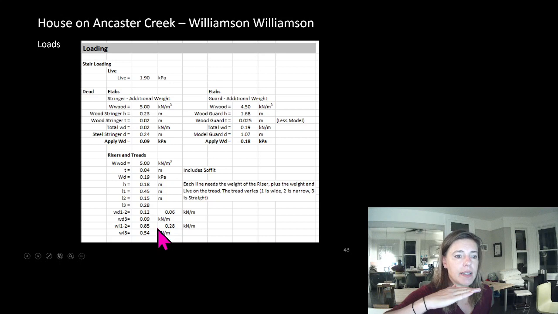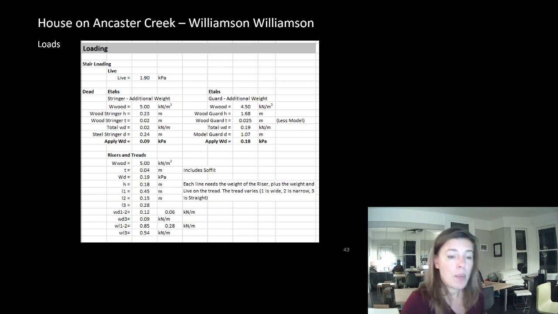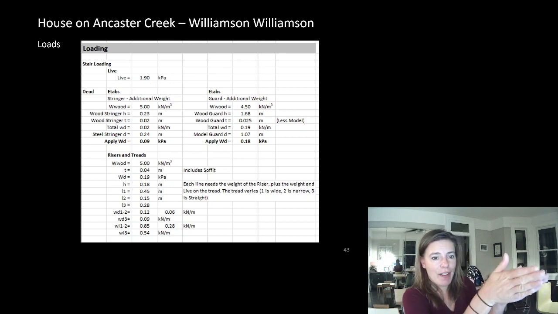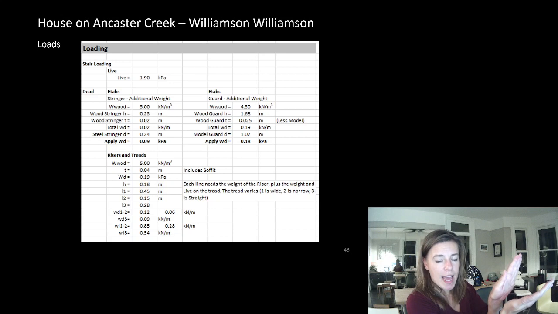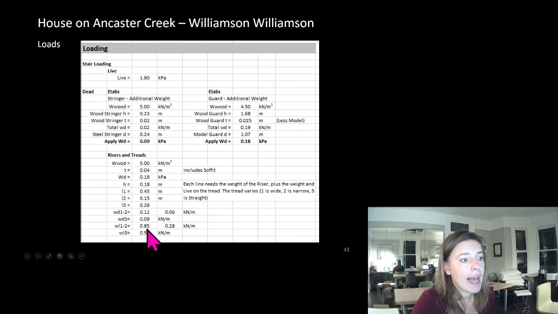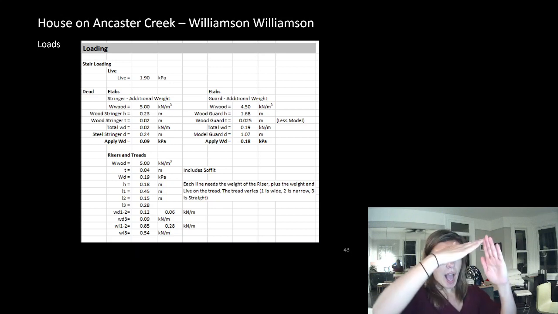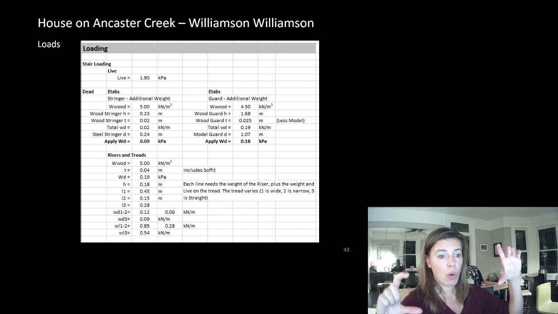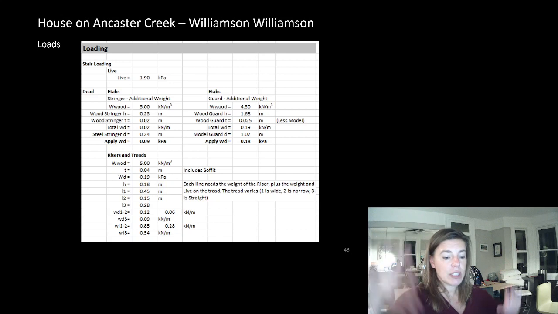Because I needed to be applying it as line elements, not as an area, I needed to know what this 1.9 kPa was as a line load, but my tread varied in thickness from being wide at one end to narrow at the other, so I had a varying live load. So it was high at one end and tapered down to a low live load at the inner stringer. So a high live load at the outer stringer, a low load at the inner stringer on each tread.